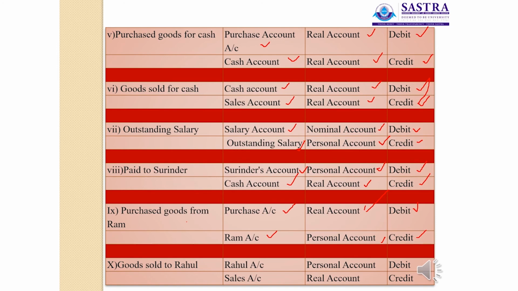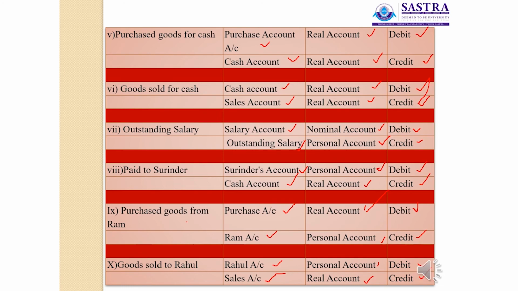The next one is goods sold to Rahul. Here there are two accounts involved: Rahul account and sales account. Rahul account is a personal account. Sales account is a real account. For the personal account, debit the receiver. Here Rahul is the receiver, so the Rahul account will be debited. Then for the sales account, goods go out of the business, so that account will be credited.